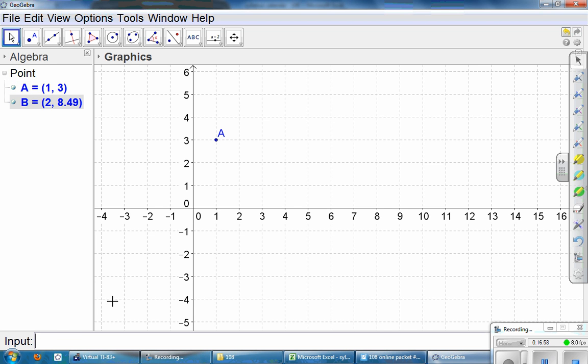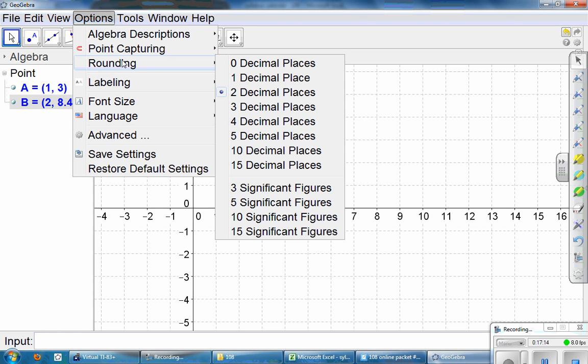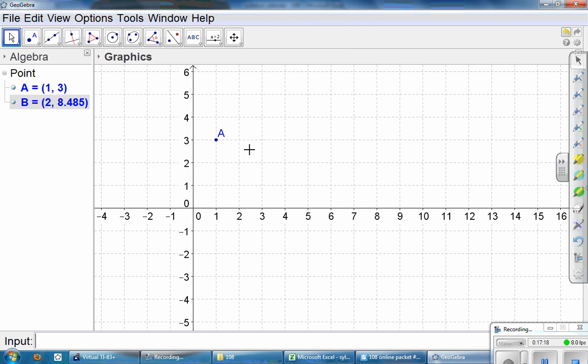Super. Where is it? Well, it's off the screen. 8.485 is up above. Notice that it's written down a rounded version. It hasn't rounded. It hasn't forgotten, but right now the default is set so that we only have 2 digits. So if we go to options, that's where I'll find rounding, so I can have lots of digits in here. So there's the full number that I typed.